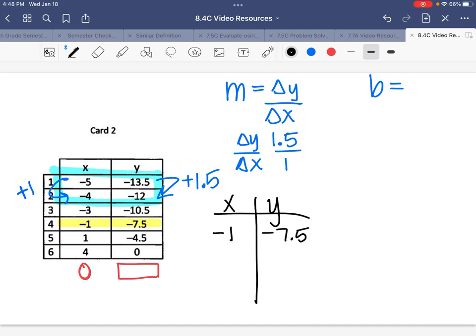If I have the same exact slope, then that means that y is going to increase by 1.5 as x increases by 1. And -1 increased by 1 is 0. And -7.5 increased by 1.5 becomes a negative 5. So working backwards, very similar to the table we just looked at, we had to work backwards to find the value of y when x was equal to 0. So if y is negative 5 when x is equal to 0, that means that it is our y-intercept.